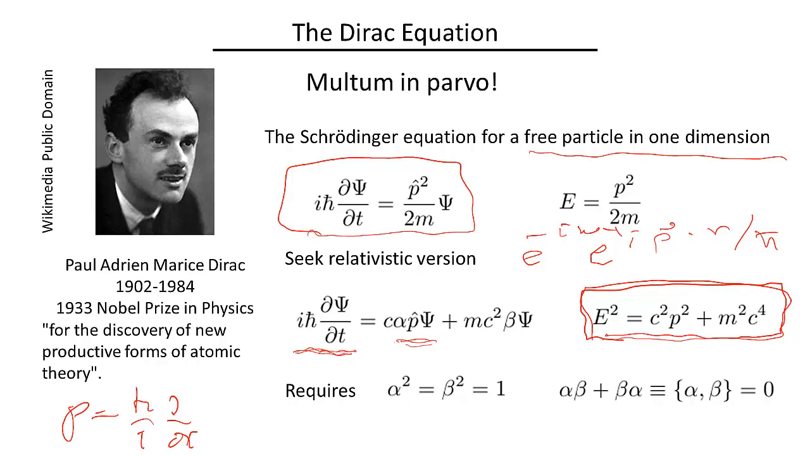So possibly there should be another term here, which would then, if you look at this and think about it, you'll see that this does satisfy the conditions of relativity, provided that alpha squared and beta squared are both equal to 1, and that they satisfy this anti-commutation relation. Can you see why that is?